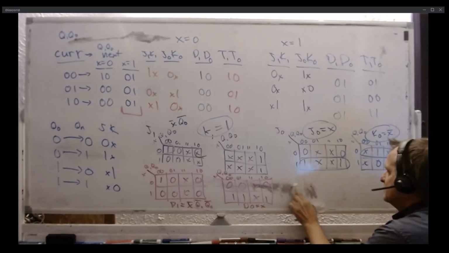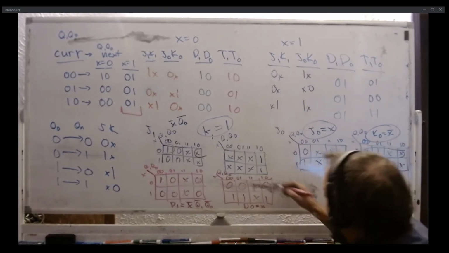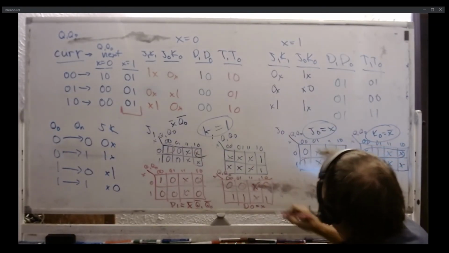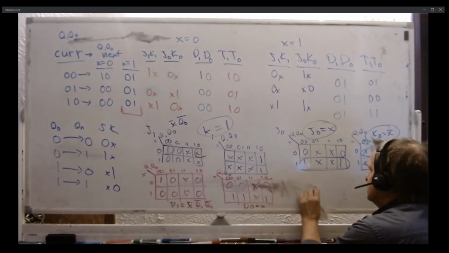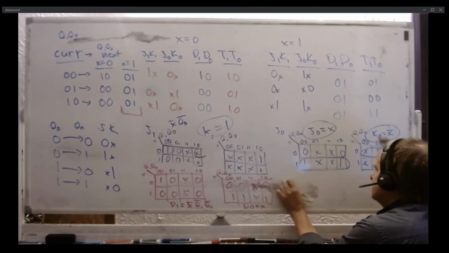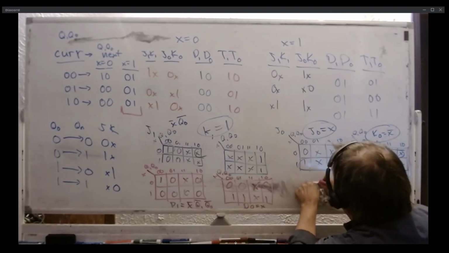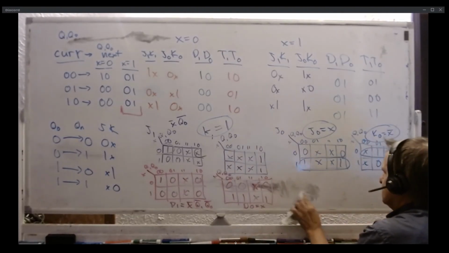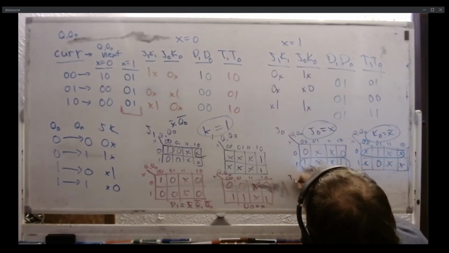Can't read. Is that on the top row 0010? That's 00x0. Oh, okay. Is that better? Yes. Yeah. Okay, then we got T1.